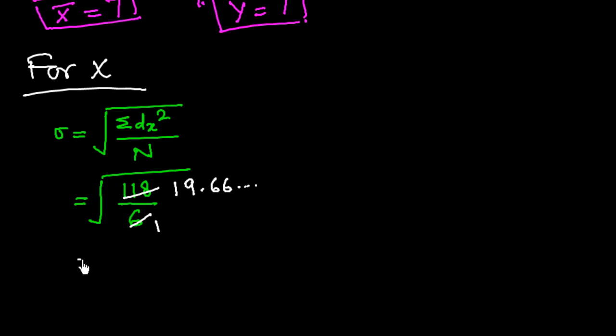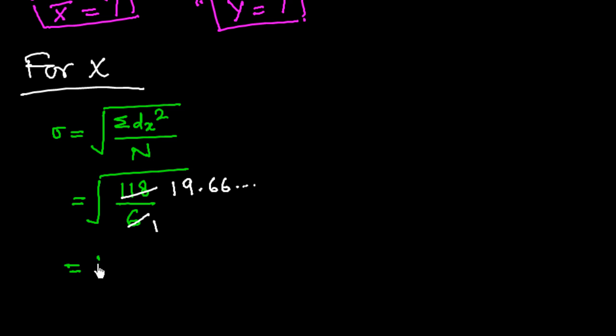So we got here, just a moment. So we get here square root of 19.666067. So this square root would be 4.43. It is 4.43. So it is the sigma of x we have got here. Standard deviation of x we have got here.